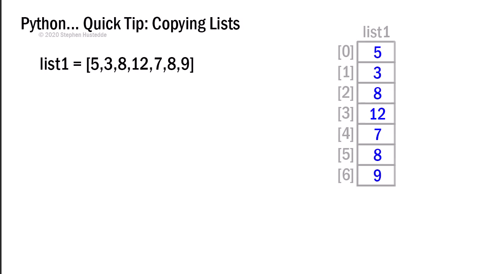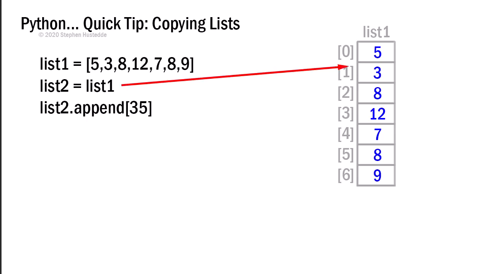Sometimes you might have a need to copy a list, and I want to show you a little tip on how to do that. So let's say we create list1 and we place the values 5, 3, 8, 12, 7, 8, and 9, and those are stored in random access memory. And then I want to copy the list, and I create list2 equals list1.